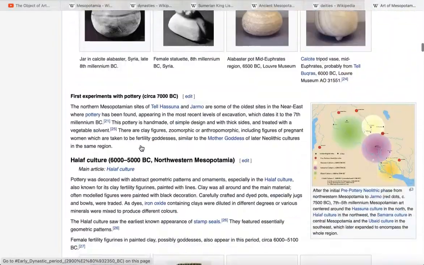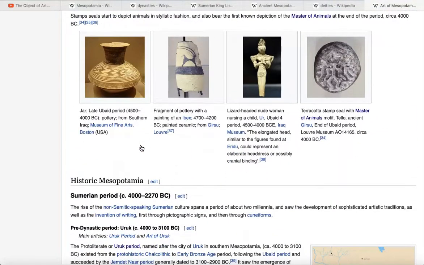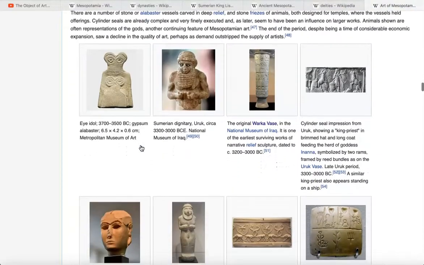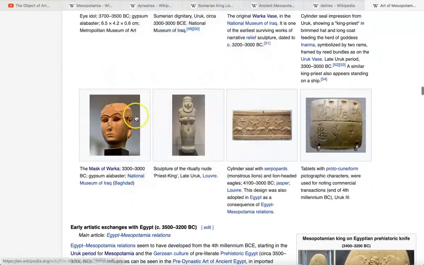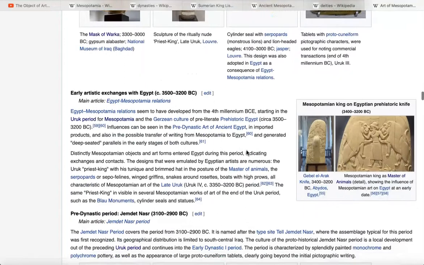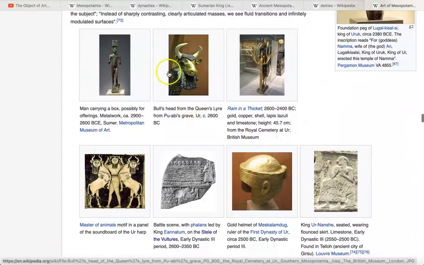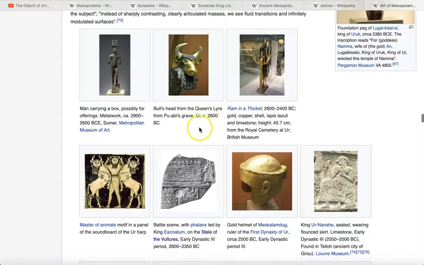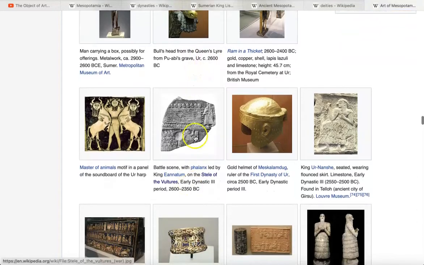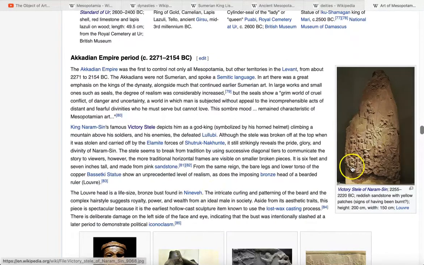Again, a marvelous resource that I will be drawing from, and I will be talking about a good number of images from this page, but I'll do it in a little bit more detail, and I'll just focus on that image or that work of art. So I look forward to talking about this one, the Mask of Warka and the Warka vase. The bull's head from the Queen's Lyre. The Stele of the Vultures, the Standard of Ur. This one, the Victory Stele of Naram-Sin.